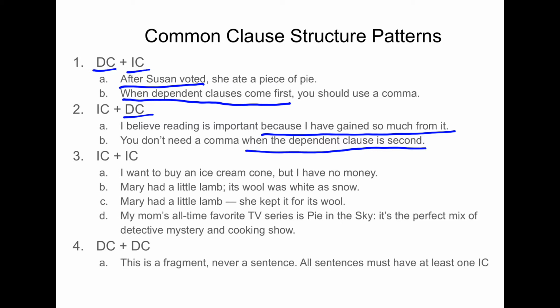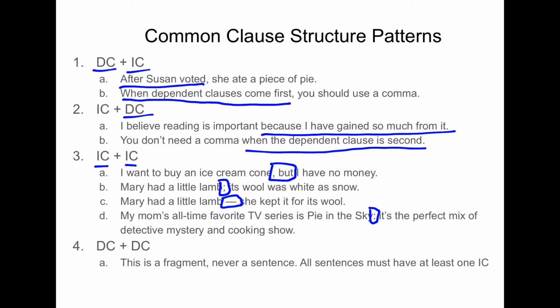A third common clause structure pattern is when you have two independent clauses joined together. And there's a variety of ways to do that. We can use a comma and a coordinating conjunction. We can use a semicolon. We could use a dash. Or we could use a colon, among others. In all of these examples, both the first and second clause would make sense all by themselves.